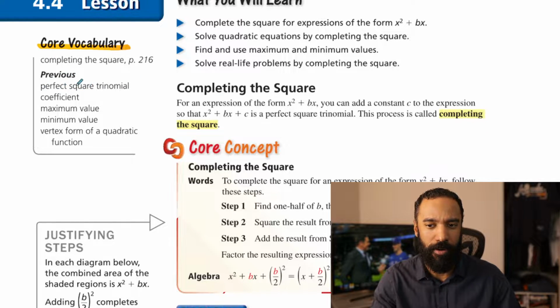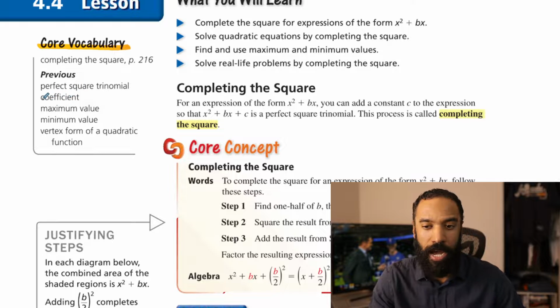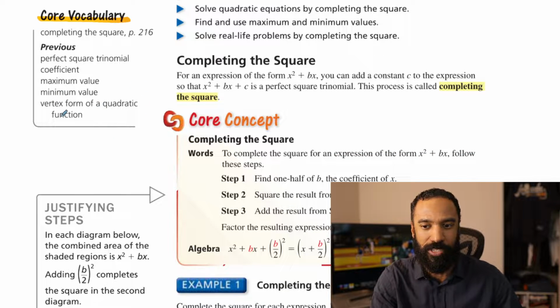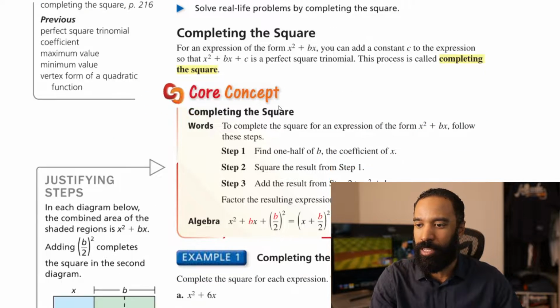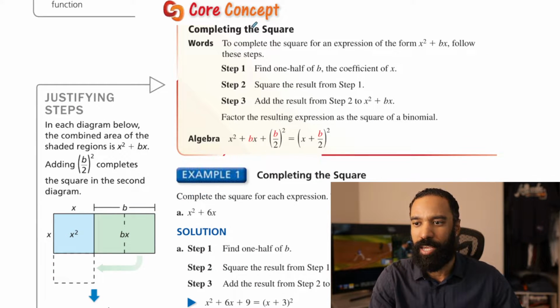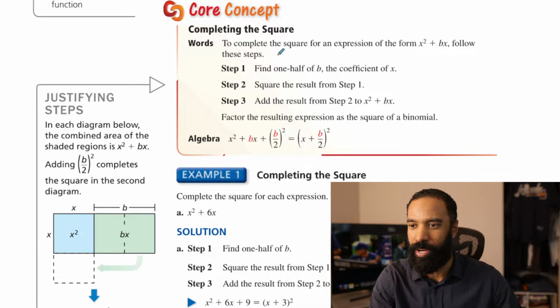Perfect square trinomials are a big, deep part of this. In completing the square, you create a perfect square trinomial. Coefficient, we're going to have to talk a lot about coefficients, the a and the b and things like that. Maximum values, vertex form of a quadratic function. Yes, we're going to get in vertex form by completing the square. Okay, let's see. Yes, it looks like they're getting a good deep talk into what we're going to do, even with these tiles. I'll try and explain that.